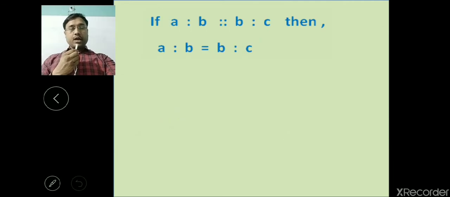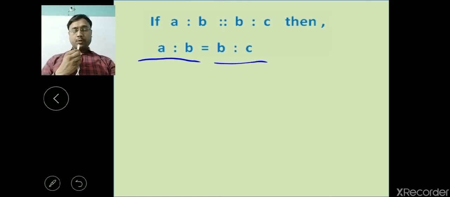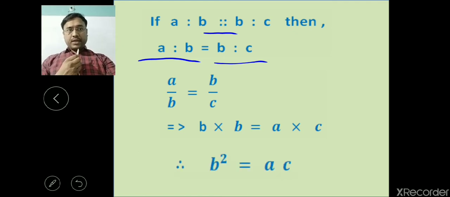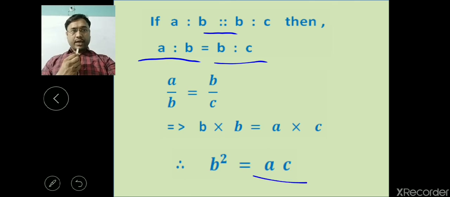Now if we have the condition that A is to B is proportional to B is to C, then we can say that A is to B equals B is to C. Both statements have the same meaning; only the way of writing is different. In place of proportionality you can write the equal sign. Now A is to B means A by B, and B is to C means B by C. When you do cross multiplication, B into B is B square, which equals AC.